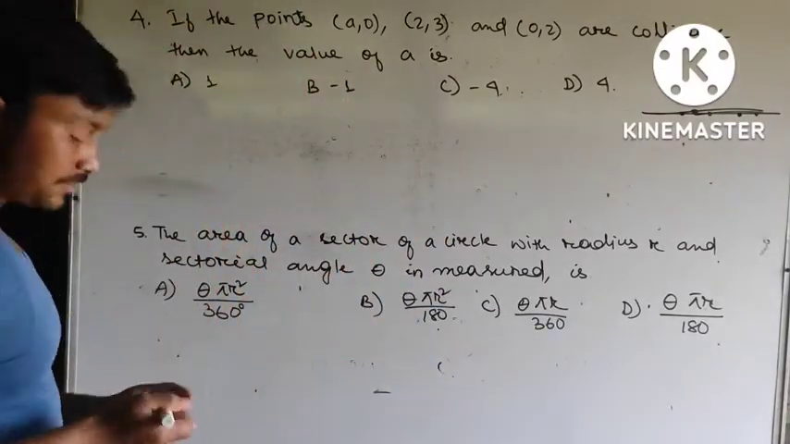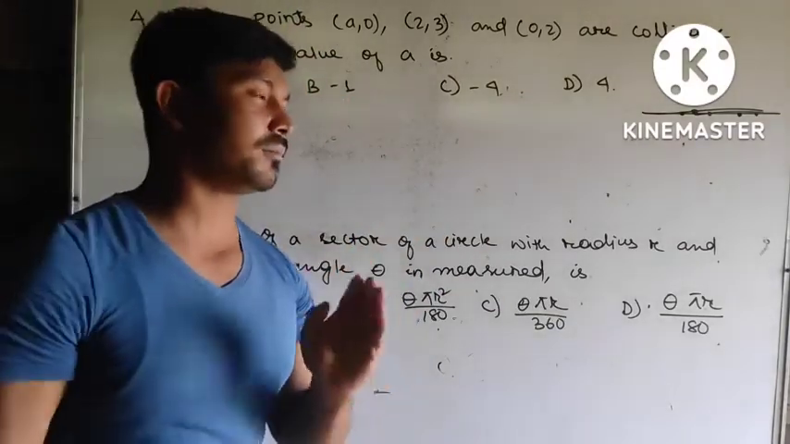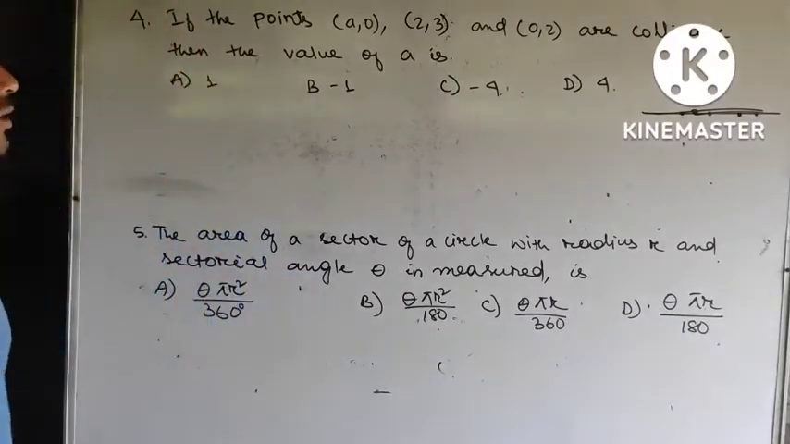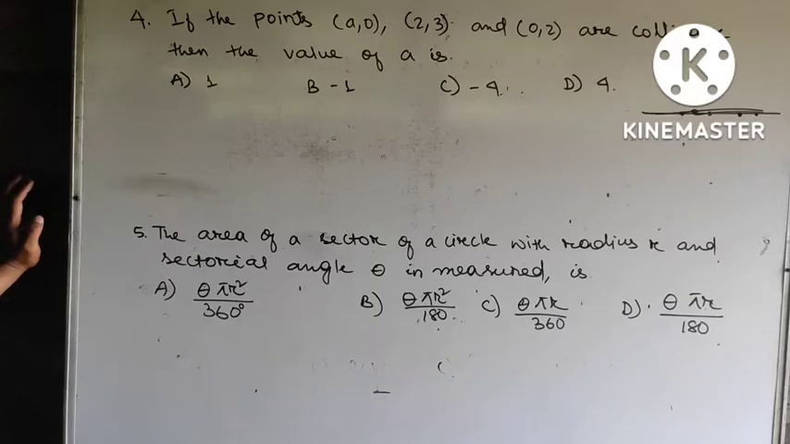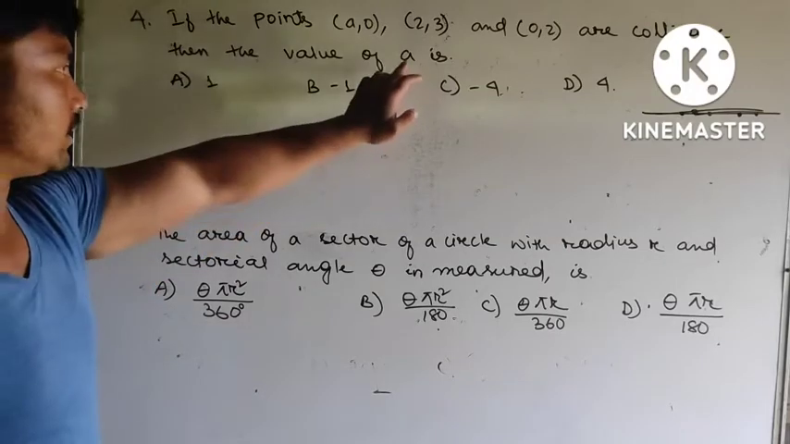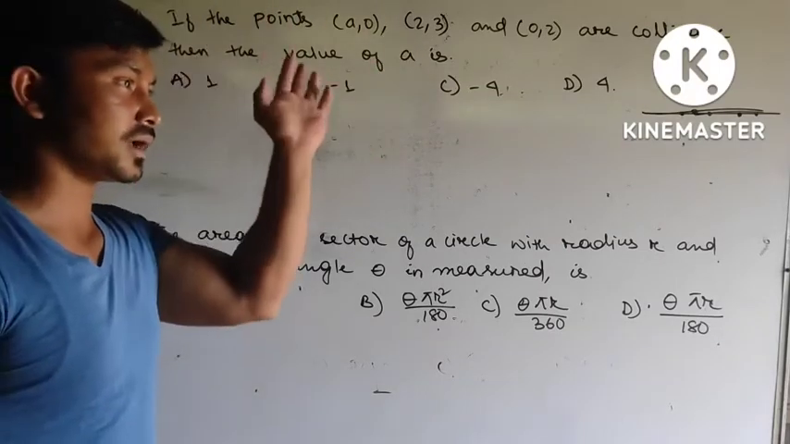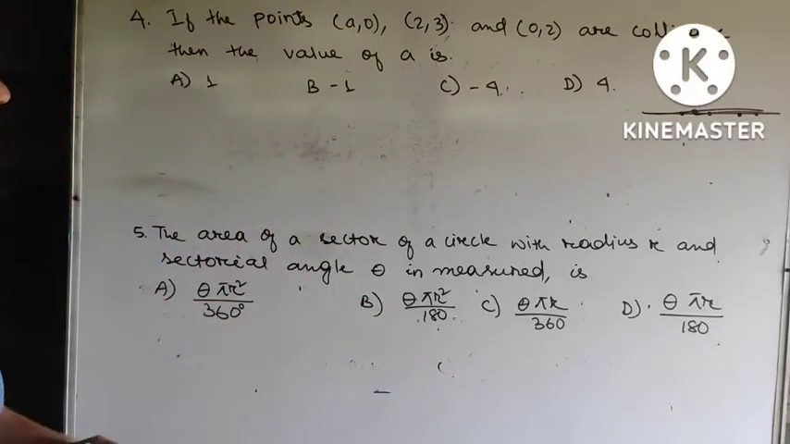This question is taken from exercise 11.2, question number 4. Here it is written as x, not A. Find the value of x. So let's see how we are going to find it.